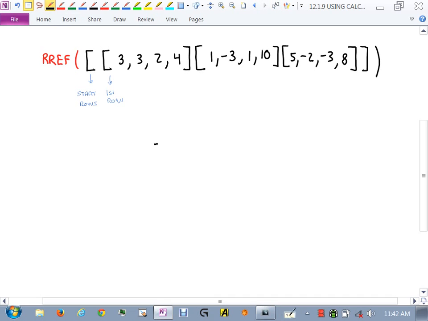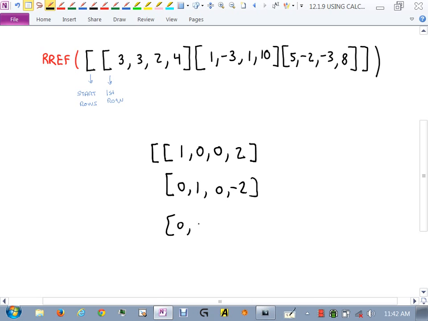So the answers are looking like this. It's like a bracket, then what is it? 1, 0, 0, 2, then close bracket. Do you have it? Yeah. Oh, yours looks fancy too. And then you should see another row somewhere. It says 0, 1, 0, -2. And then another one says 0, 0, 1, 2. And then something like that. Do y'all see something like that? Can you look at your calculator and see that there?